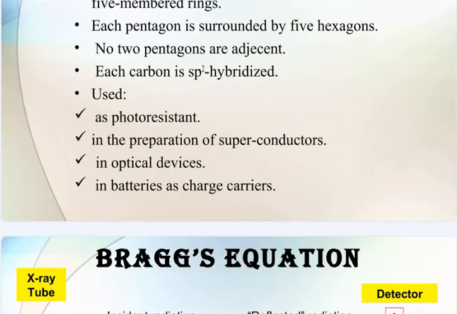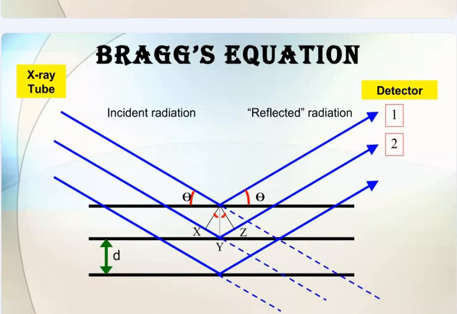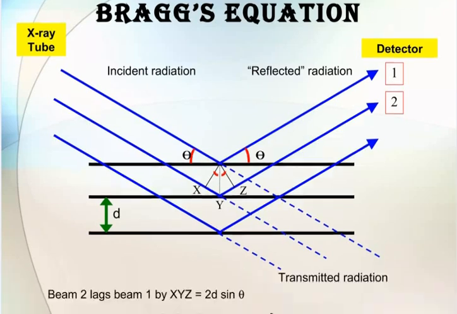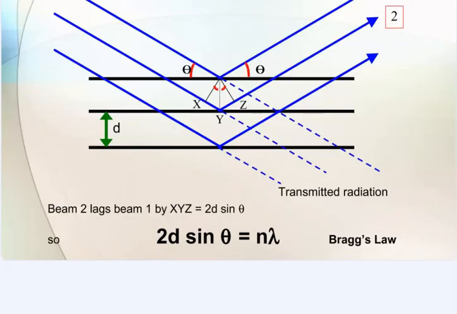a charge carrier. So the Bragg equation: you know the X-ray source, you know the detector, where incident radiation comes in, then reflected radiation. There is a formula for this: 2d sin theta is equal to n lambda, or n lambda is equal to 2d sin theta.